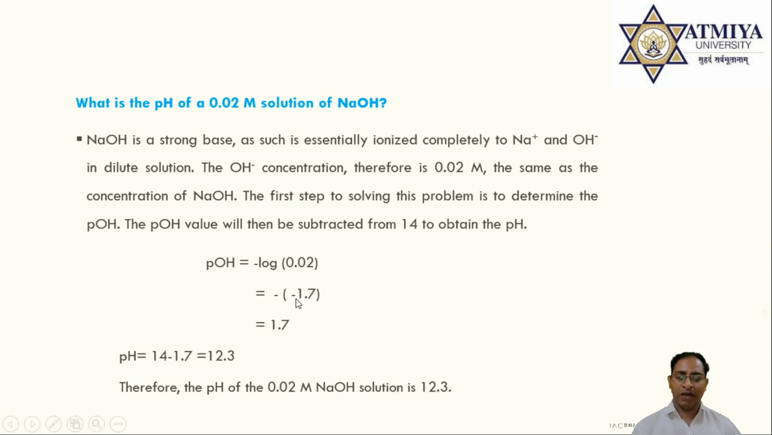So minus and minus will cancel, and the value will be 1.7. Again, if I put that value in the formula, pH equals 14 minus pOH, the value will come to 12.3. Therefore the pH of the 0.02 molar NaOH solution is 12.3.